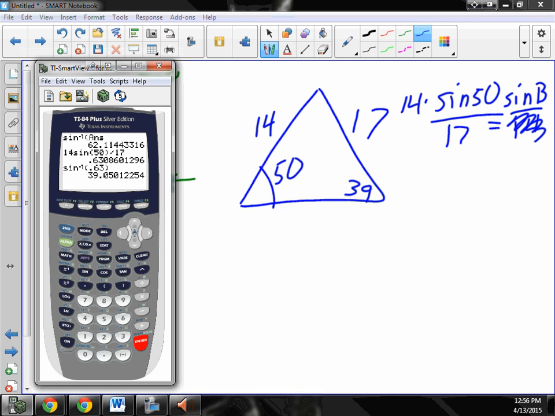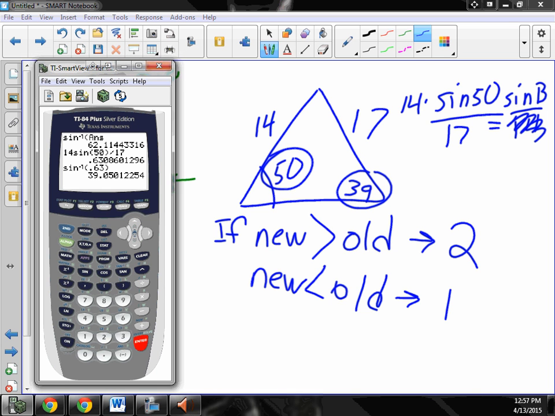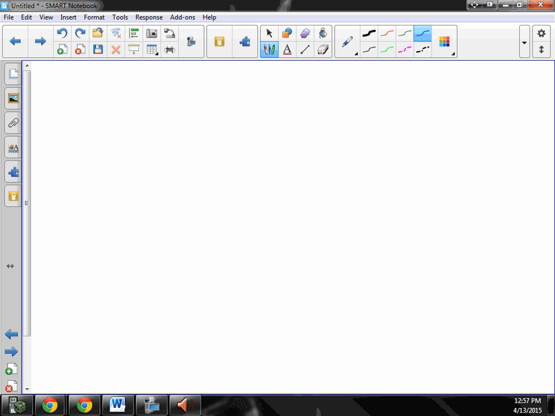Okay? Now, the other way to tell is, is the new angle less than the original angle? If the new angle is bigger than the original angle, there are two triangles. If the new angle is smaller than the original angle, there's only one. And I'll show you why that's the case in a second. So, if new is bigger than old, that tells you there are two. Okay? If new is less than old, then there is only one. Can you remember that? Okay. If they're the same size?